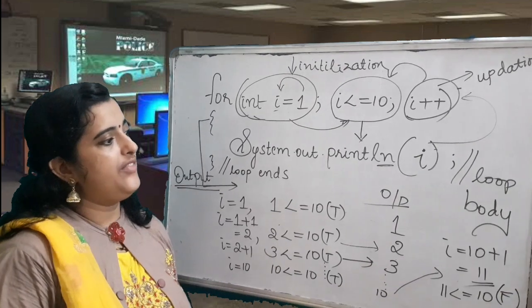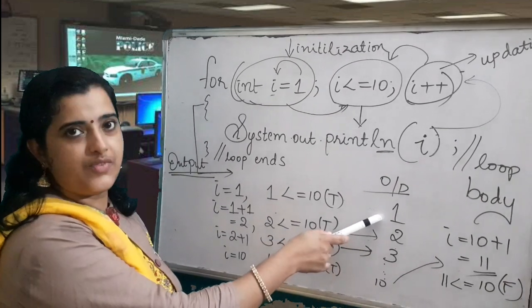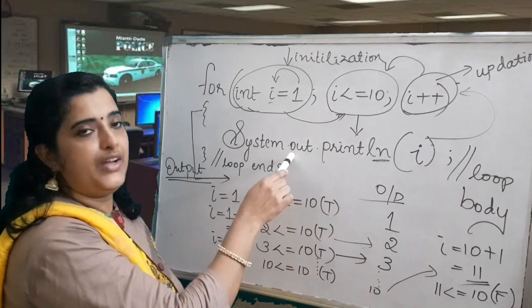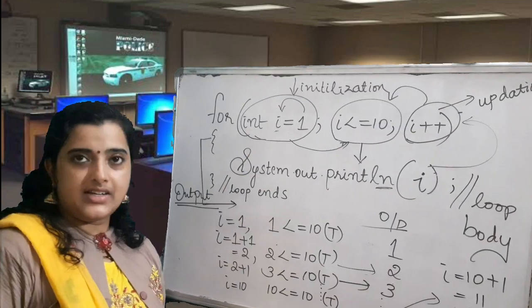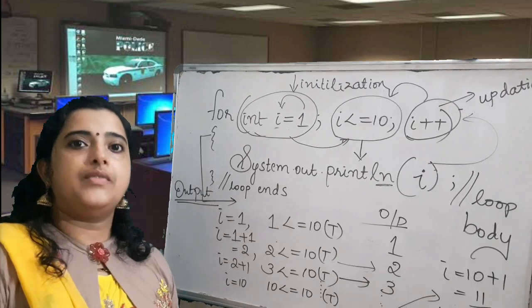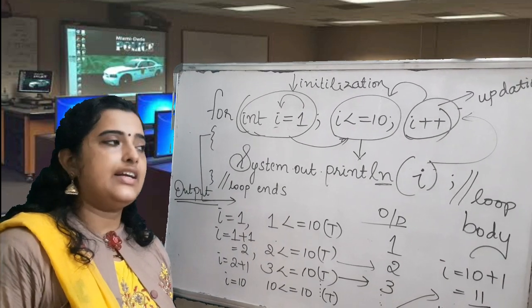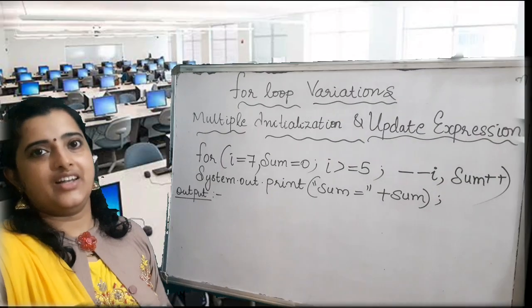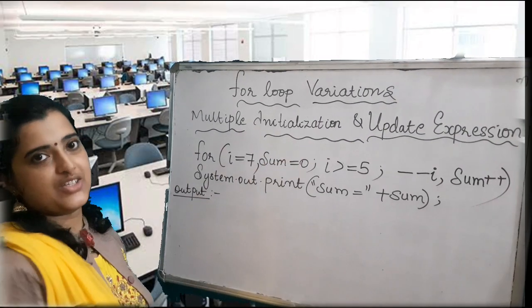So in this example, we can see that the value of I starts printing from 1 till 10. That is, 10 times our loop body gets executed. Hence, it is clear that instead of writing the statements 10 times, we will get the output in a single statement. Now let's take a look into various loop variations.